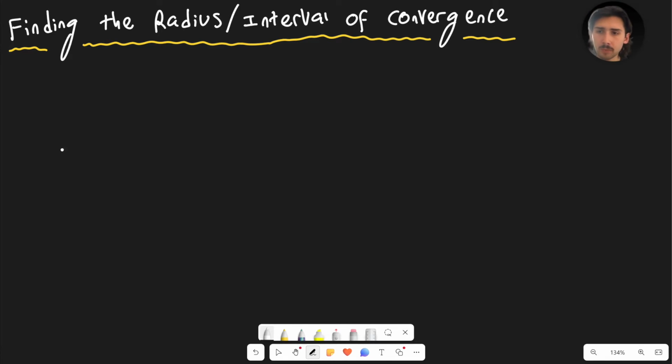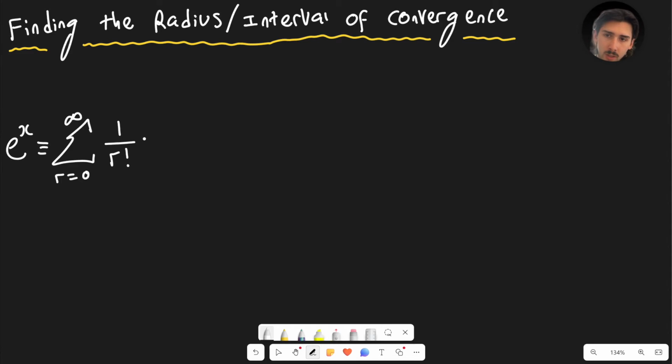I'm going to begin by writing down the power series for the function e to the x. e to the x is equal to the sum from r equals 0 to infinity of 1 over r factorial times x to the power of r. Again, this is centered at the origin, at 0. This is the standard Maclaurin series for e to the x. Hopefully everyone is pretty happy with this.